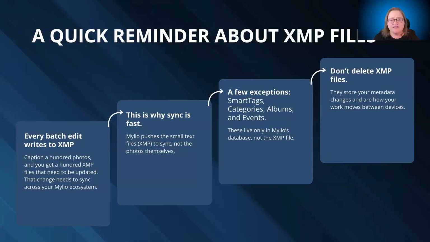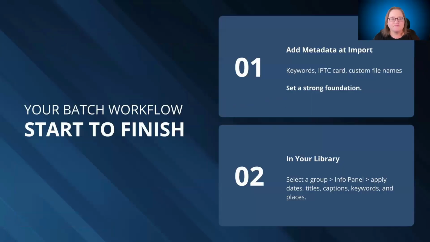A few exceptions to note: smart tags, categories, albums, and events only live in Mylio. They live in the Mylio database, not the XMP file. So that particular information, you can only view that in Mylio. And just a reminder, don't delete your XMP files. They are crucial to the way Mylio works, and it's how all of those details move back and forth across all of your devices.